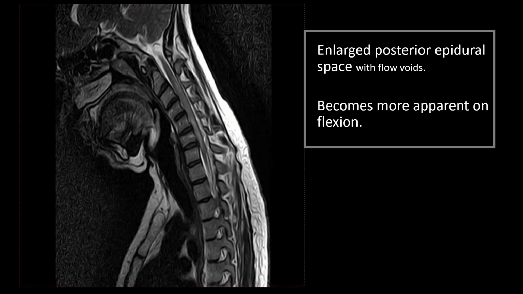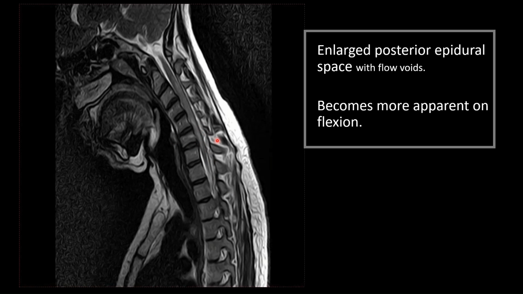So here is a plain T2 sagittal sequence which shows this enlarged epidural space posteriorly. There is effacement of the anterior epidural space. There is this expansion of the posterior epidural space with some heterogeneity, which may be because of some flow voids, and you can see some hyperintense signal in the cord also, which is the myelopathy because of compression on flexion.